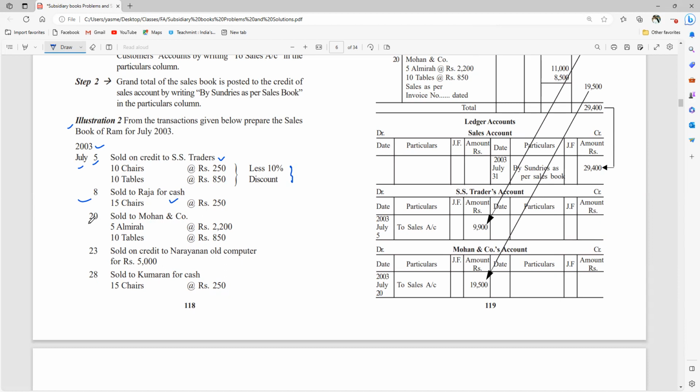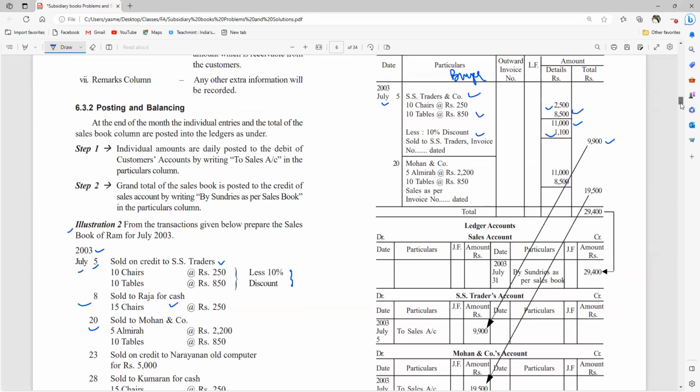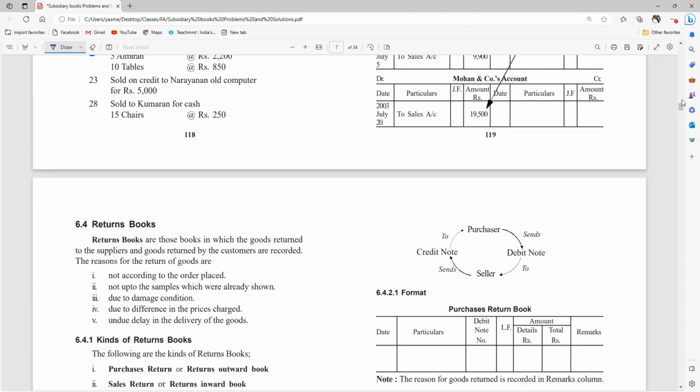Next, on 20th, sold to Mohan and Company 5 almirahs at 2,200 rupees each and 10 tables at 850 rupees each. So on 20th, to Mohan and Company, we have sold 5 almirahs at 2,200 each. The amount is 11,000, and 10 tables at 850 rupees each, the amount is 8,500.